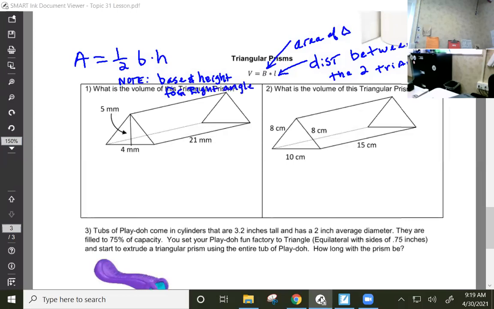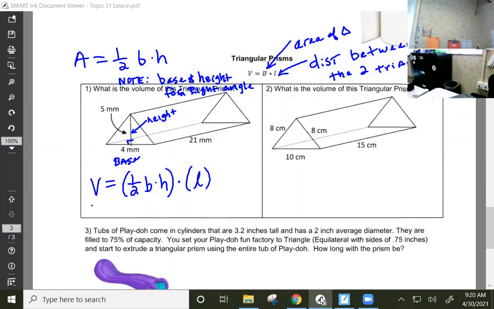Okay, so right here, I know this is the base, and I know this is the height. So I know that right off the bat. And so they gave me the base and the height. That was nice of them. It was very nice. So the volume will equal the area, which is 1/2 base times the height, times the height or length. I don't care which one you use. Height or length, doesn't really matter. The separation between the triangles.